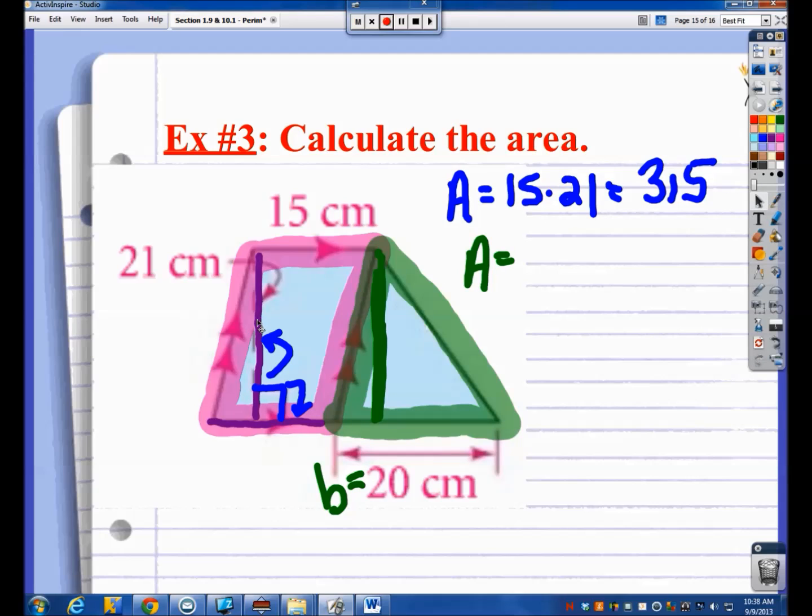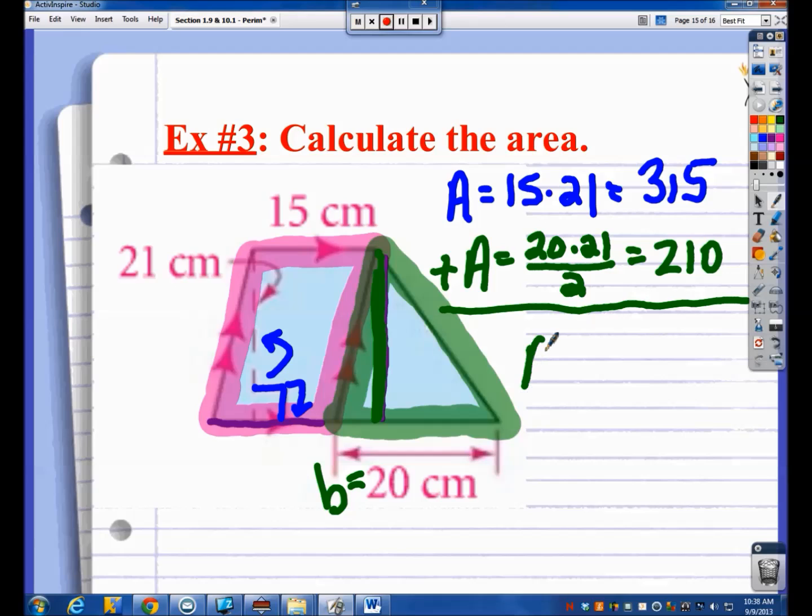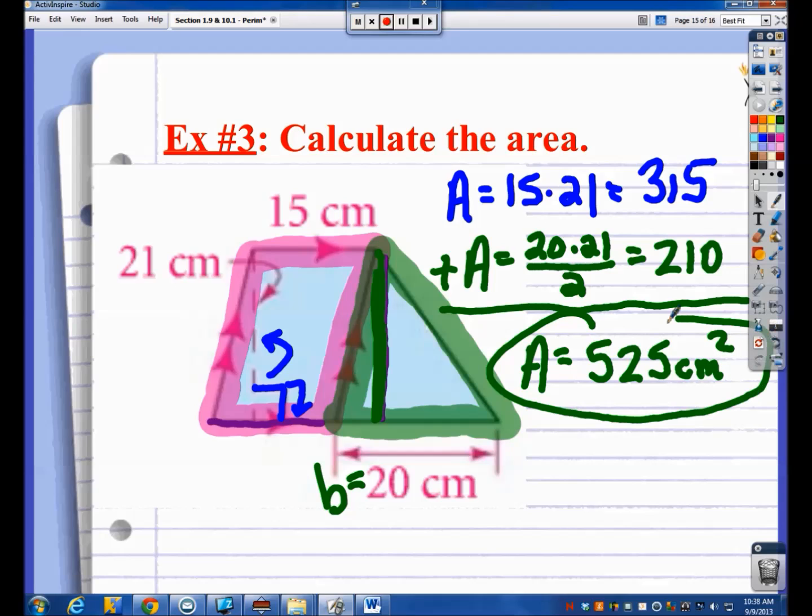You just get to use the height over here, the 21, and slide it over, and think about it as still being 21. So if we do base times height, 20 times 21 divided by 2, that'll give me 210 centimeters squared. So now add everything together, and we get a total area of 525 centimeters squared. So bigger shapes, just break them down.